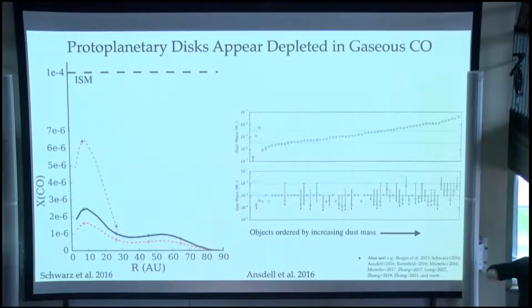So here I'm showing an ALMA survey of disks in Lupus, where on the top plot here, we're looking at the disks in dust mass, where we see that their dust masses span several orders of magnitude. But then if we look at their gas masses as estimated from CO, we see that they're roughly constant. And so in short, we observe much less CO in disks than we would expect, or than would be predicted using previous disk models.